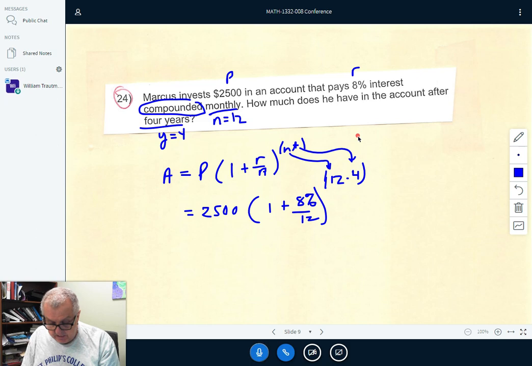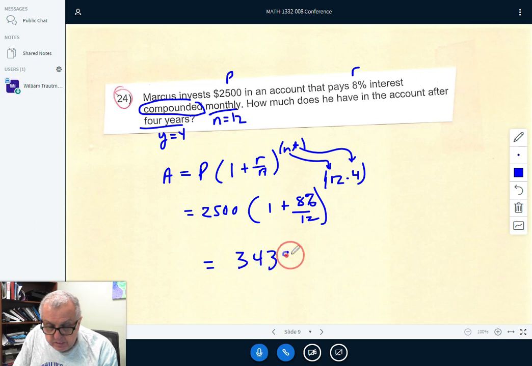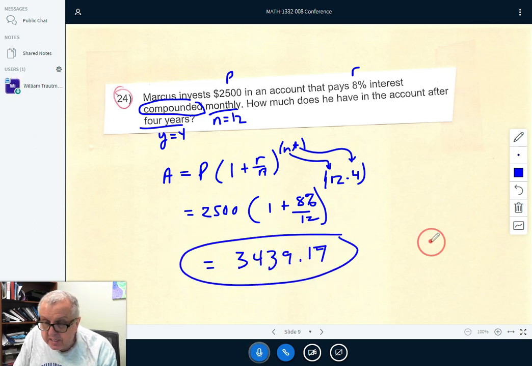2,500, parentheses, 1 plus fraction, 8%. And I'm putting a 12 in there, arrow over, parentheses. I'm going to raise it to a power in parentheses. 12 times 4, close the parentheses. And I get 3439.17. If I round it to 2 decimal places, I got 0.165, and that rounds to 0.17.